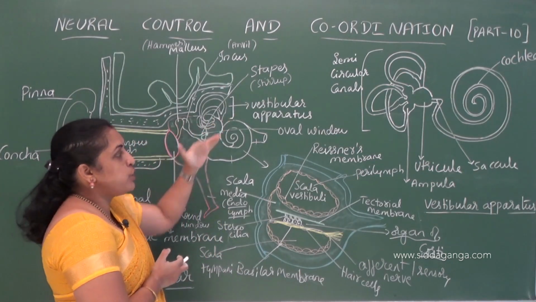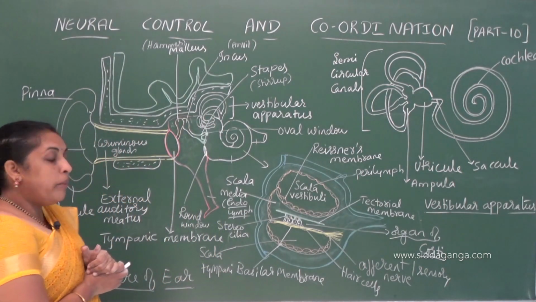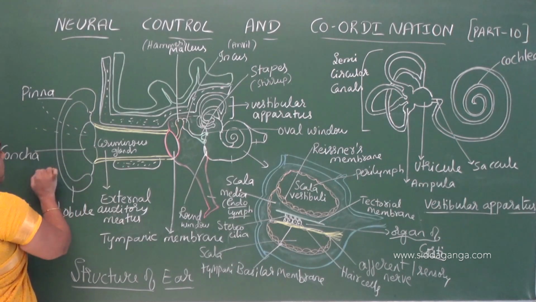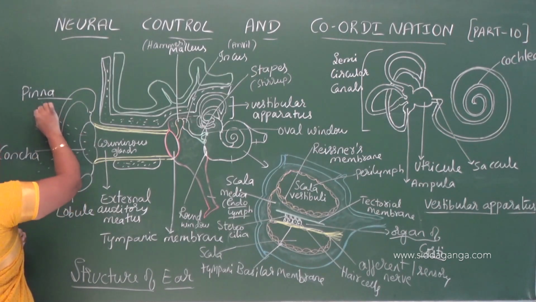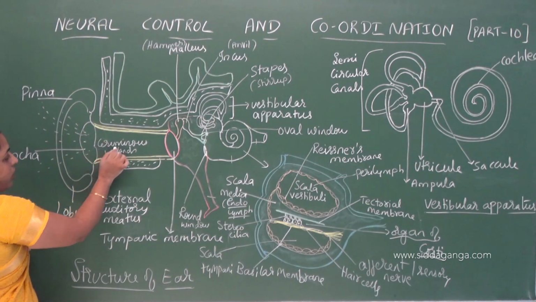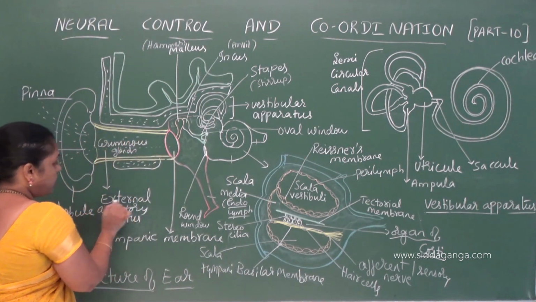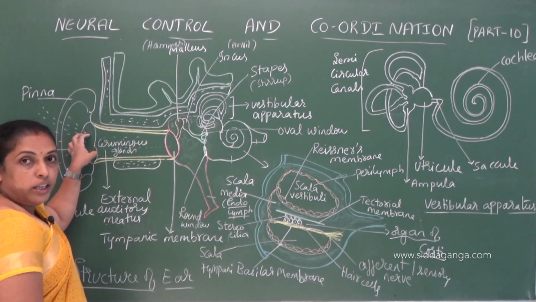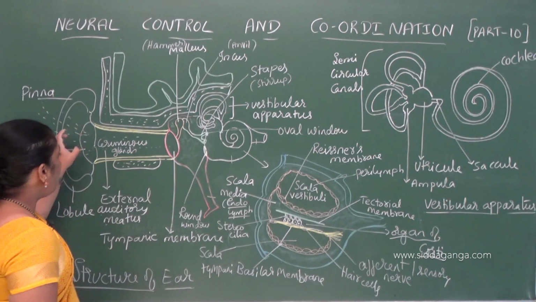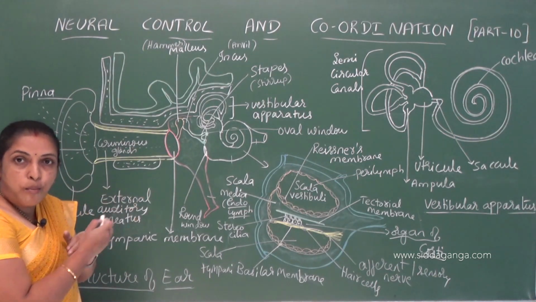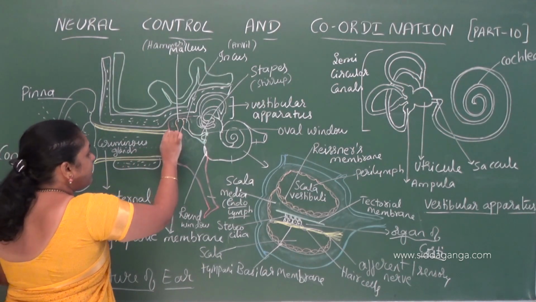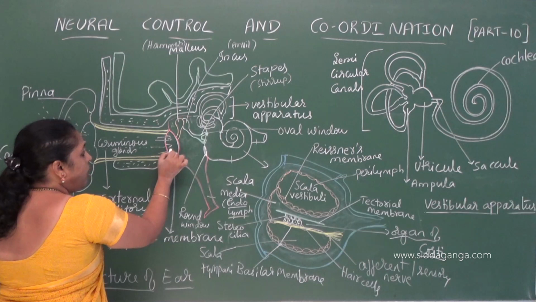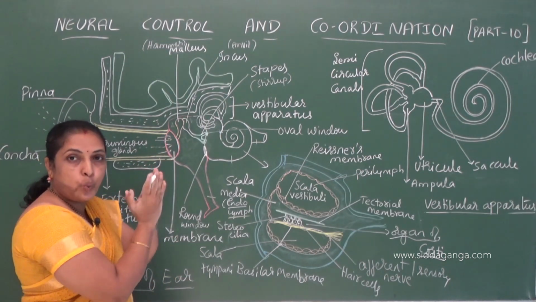Before going to the vestibular part, I'll explain the mechanism of hearing. When sound reaches the pinna in the form of waves, those waves are carried to the middle ear through the external auditory meatus. When they strike the tympanic membrane, the tympanic membrane will start vibrating.